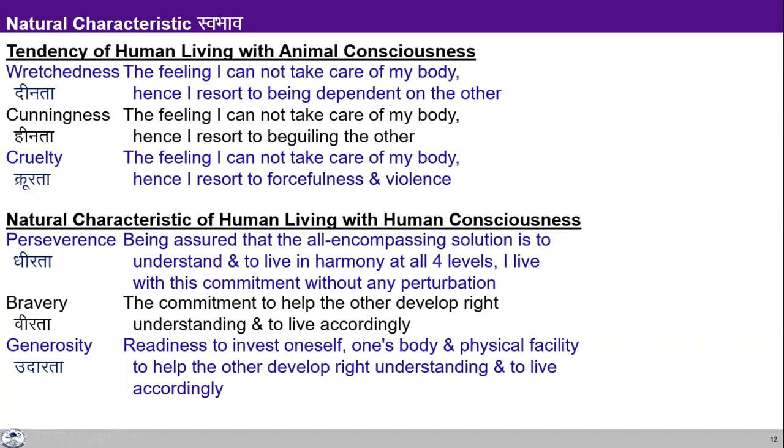This is perseverance. Bravery is when I am feeling committed to develop the right understanding and right feeling in the other. I am trying to be complementary to the other. And generosity is when I am ready to invest myself, my body, and my physical facilities to complement the other. This is generosity. So where are we today, and where do we have to be?